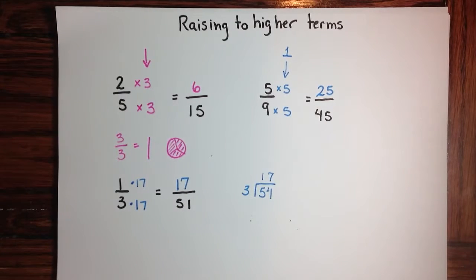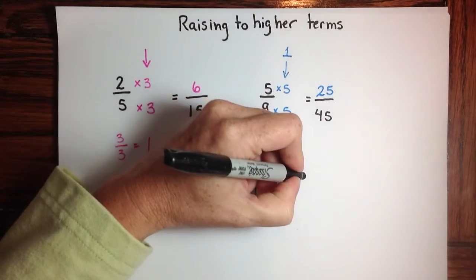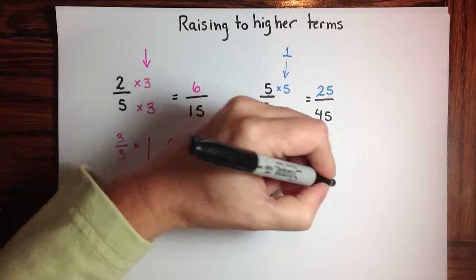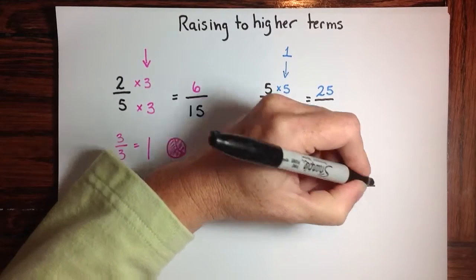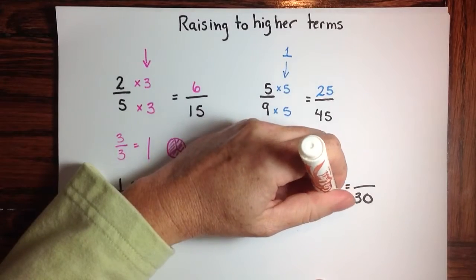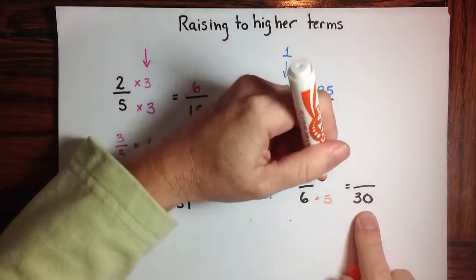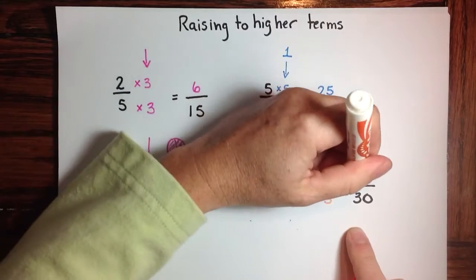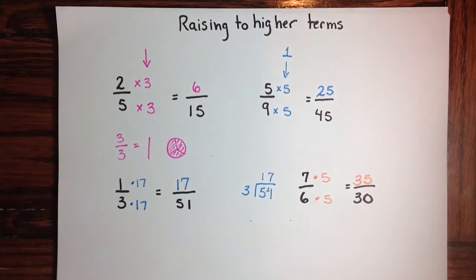While writing this, it just occurred to me we should probably do one more example because improper fractions can also be raised to higher terms. So if we had the fraction 7/6 and we were asked to raise that to a fraction with a denominator of 30, the process would still be the same. 6 times 5 is what gives us 30. So we're going to multiply the top by the same number to get 35. So 7/6 is equivalent to 35/30.